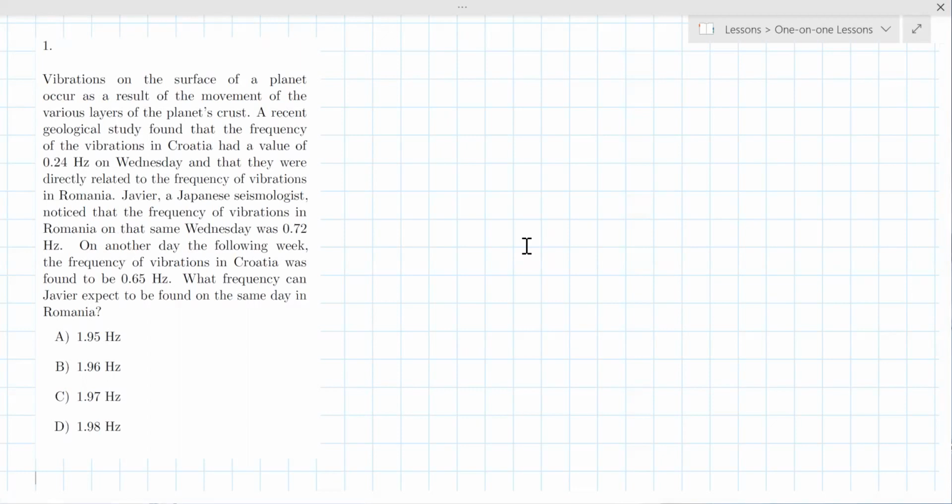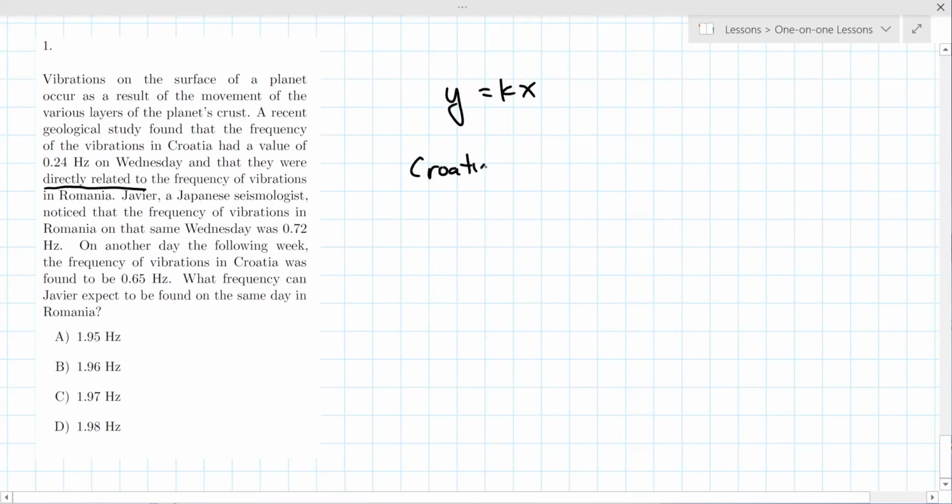Okay. Have you been able to read through it? Yeah. Okay. There's a key word in here. The vibrations are directly related. That is y equals kx. Okay, so in this case, Croatia is related to Romania.